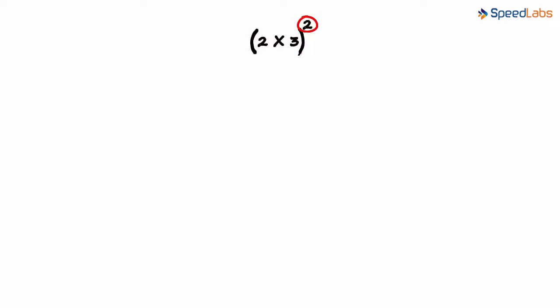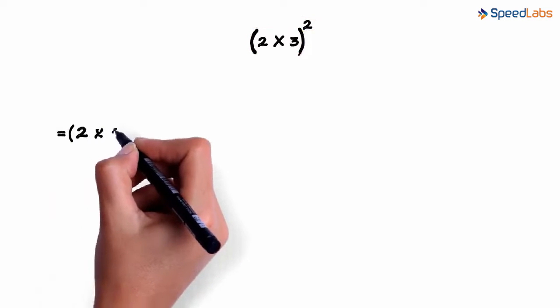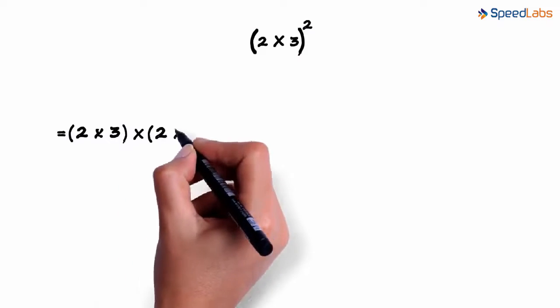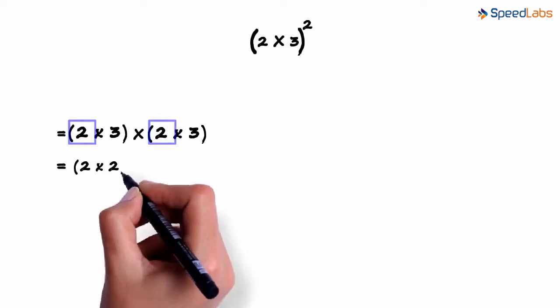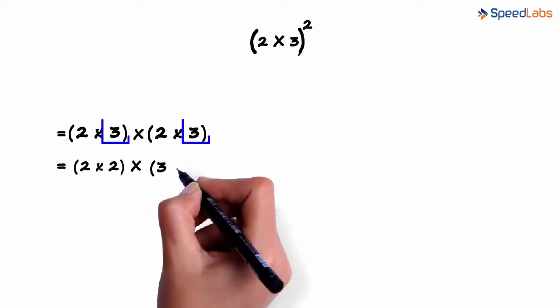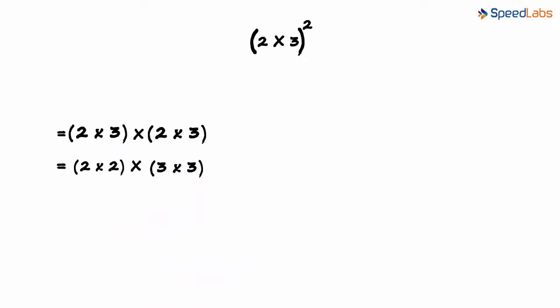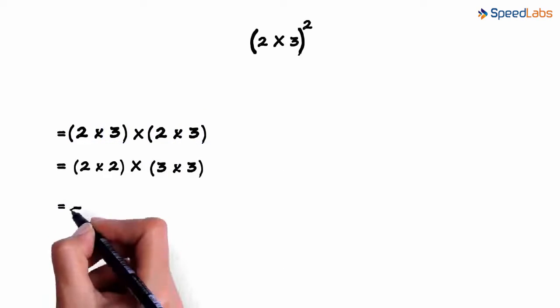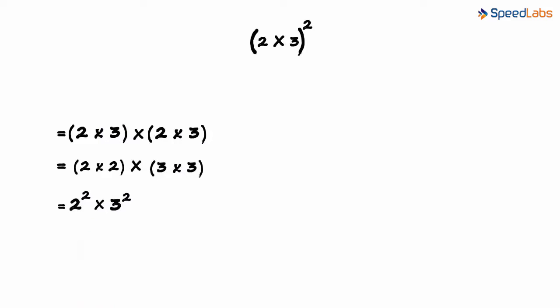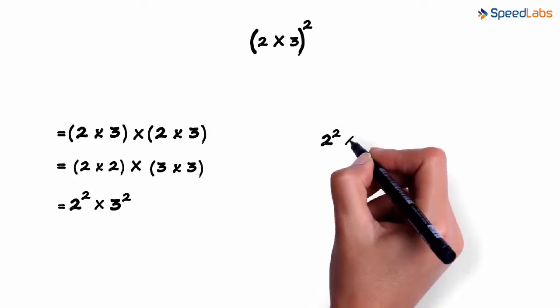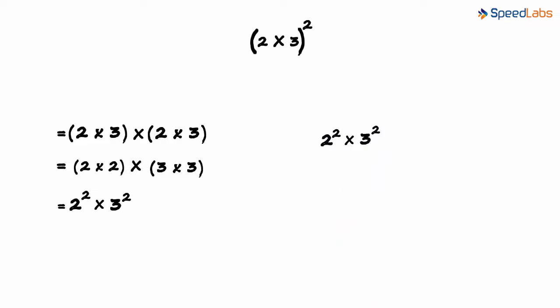Hence, it can be written as 2 multiplied by 3 multiplied by 2 multiplied by 3. That equals 2 multiplied by 2 multiplied by 3 multiplied by 3, which can be written as 2 raised to 2 multiplied by 3 raised to 2. But a property of exponents tells us that it can be directly written as 2 raised to 2 multiplied by 3 raised to 2. We do not need to go through these steps.